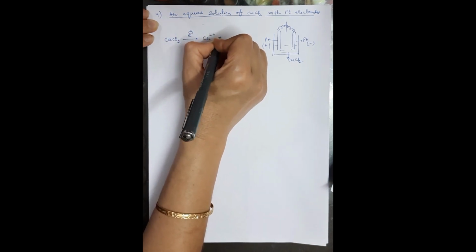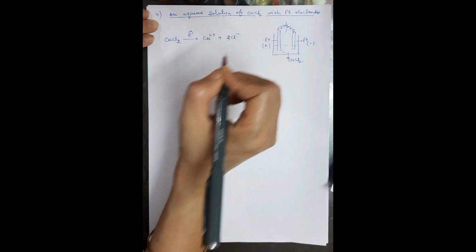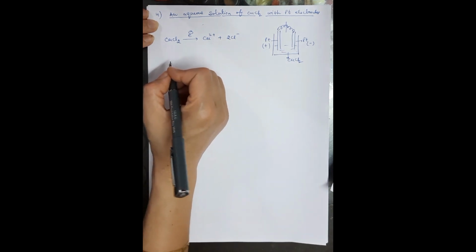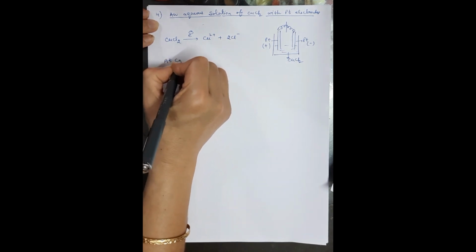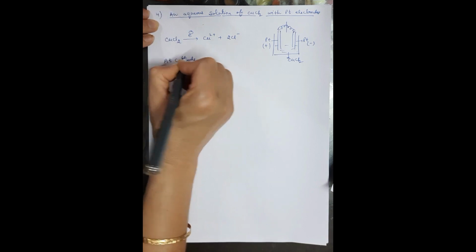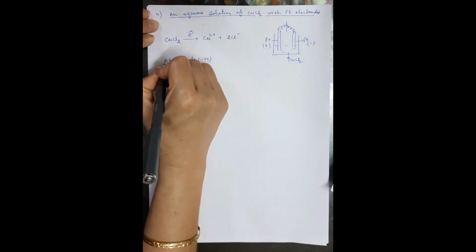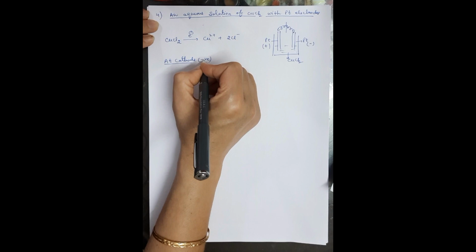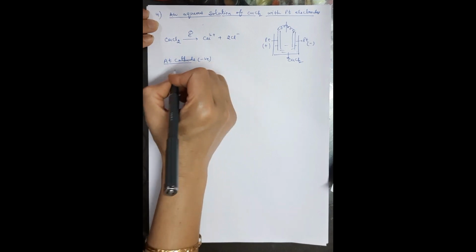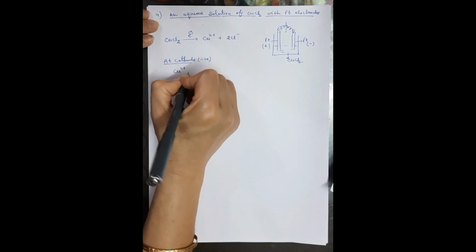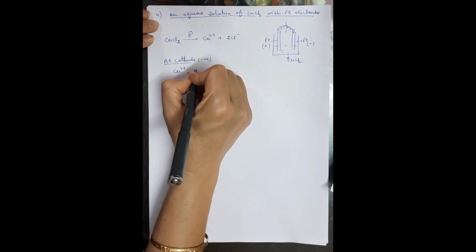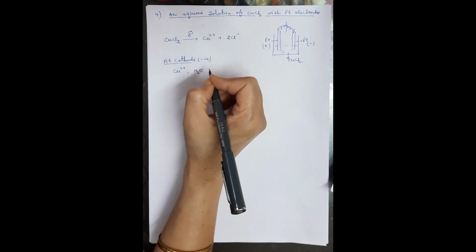It changes to copper ions and to chloride ions. Now what happens at cathode? Cathode is a negative terminal, so copper ions will be attracted towards it. So now you have copper ions. As it is an aqueous solution, water is also present here.